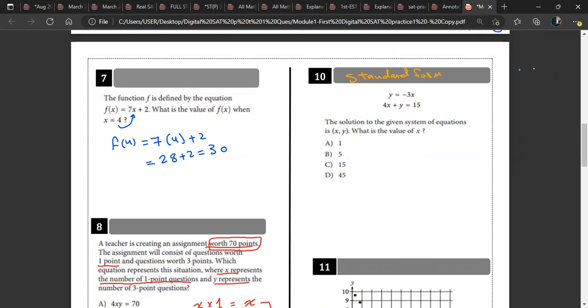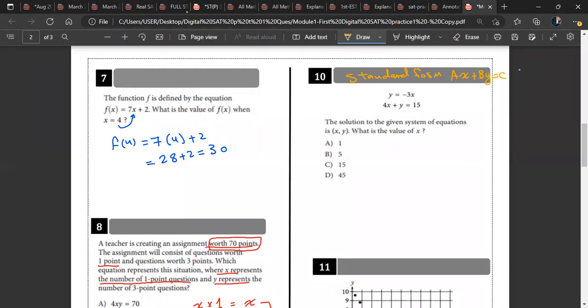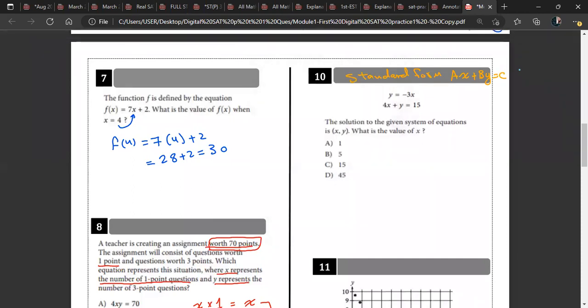Standard form like this here, ax plus by equals c. Clear? So here, to find the answer, arrange this equation first: move negative 3x to the other side, to the left side, okay? To the other side by positive sign, change the sign, so it will be 3x plus y equals 0. And the second equation will be the same, 4x plus y equals 15.